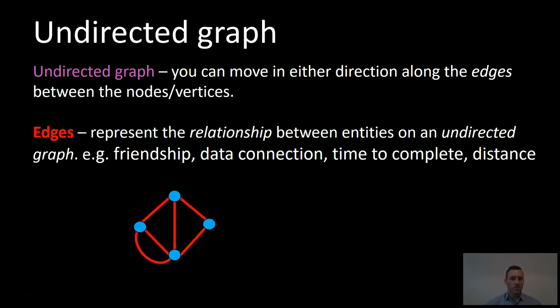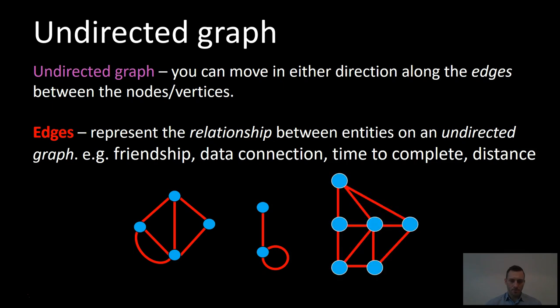Example 1 here has 4 nodes and 6 edges. When 2 nodes are linked by more than one edge, they are referred to as multiple edges. Example 2 here has 2 nodes and 2 edges. It also has a loop, which is an edge that starts and finishes at the same node. Example 3 here has 6 nodes and 10 edges. A simple graph is one in which there are no loops or multiple edges.